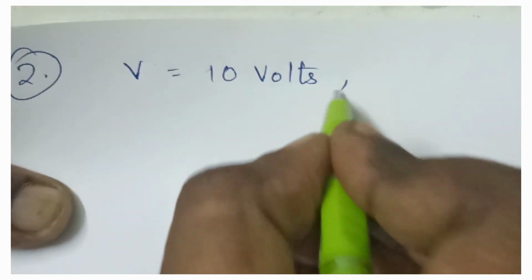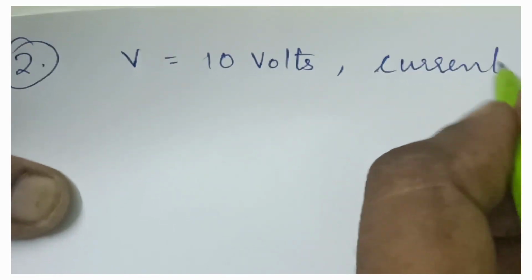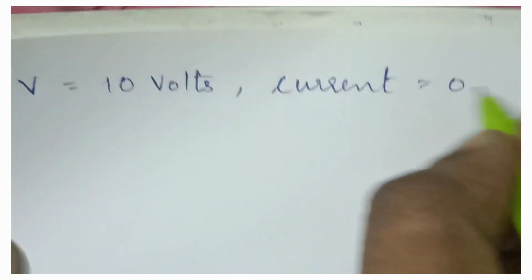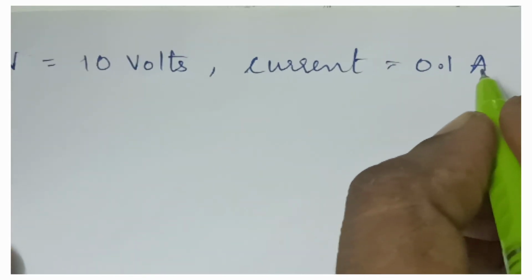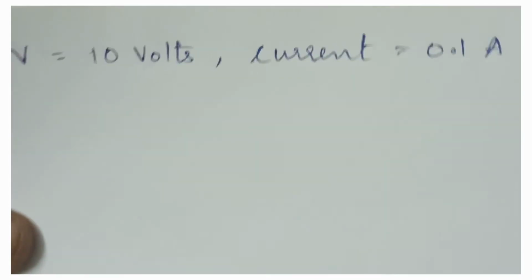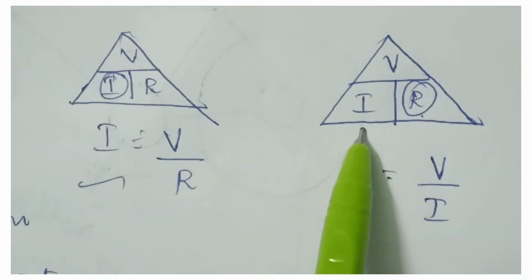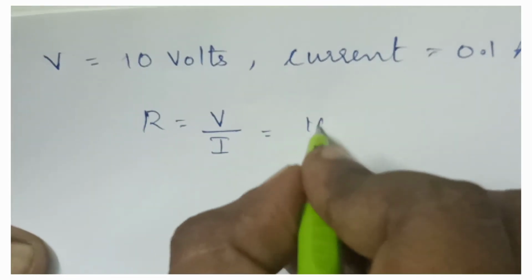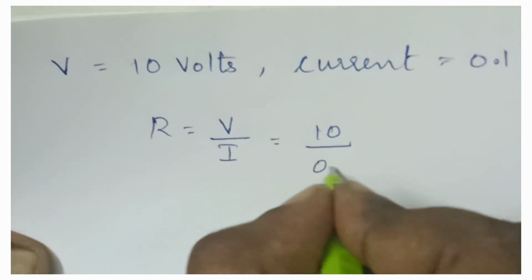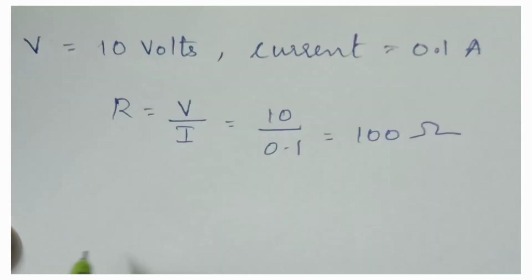So the second example. In a similar way, it is possible to use Ohm's law to find out the resistance also. So in this example, we have voltage as 10 volts and the current is 0.1 ampere. So now which formula do we have to use? R is equal to V by I. So R is equal to V by I, V is 10 and I is 0.1. So the answer is 100 ohm.